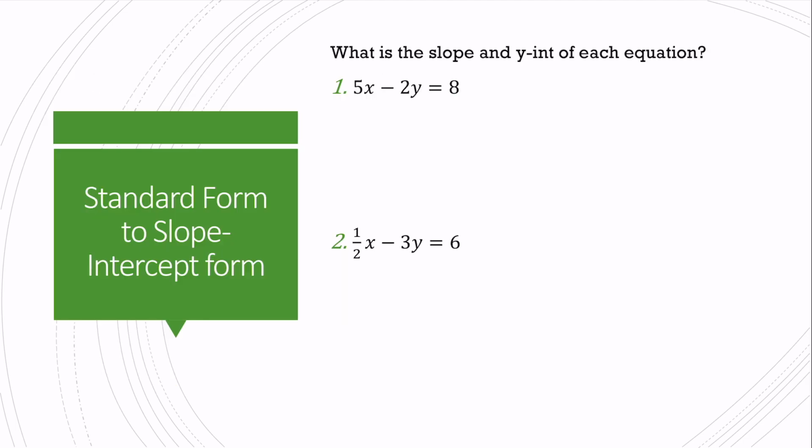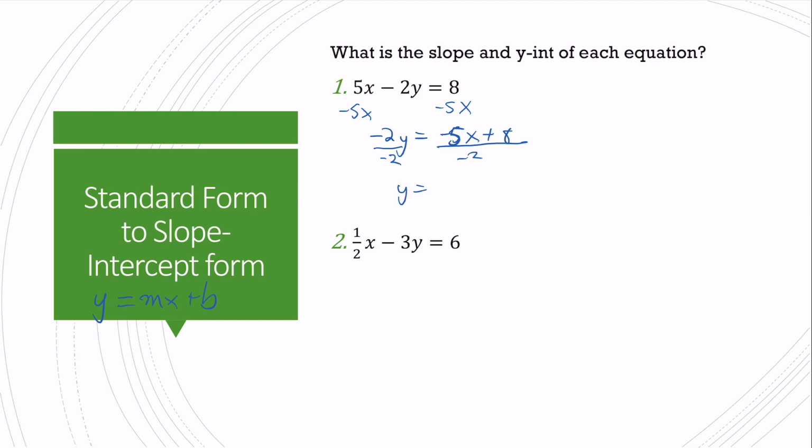So let's take these equations in standard form, put them into slope-intercept form, that y equals mx plus b, and then state the slope and the y-intercept. So we're going to want to solve both of these equations for y. I subtract 5x from both sides. I get negative 2y is negative 5x plus 8. My 5s never look good, do they? I go ahead and divide both sides by negative 2.